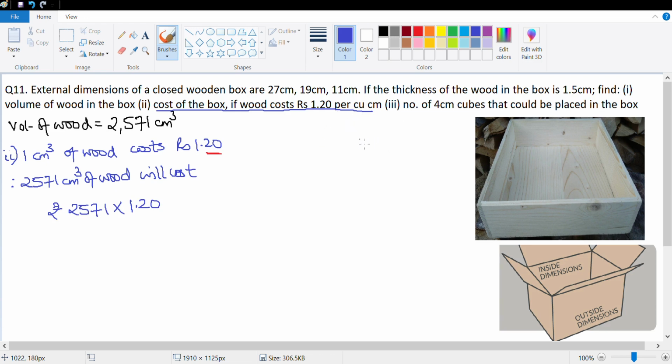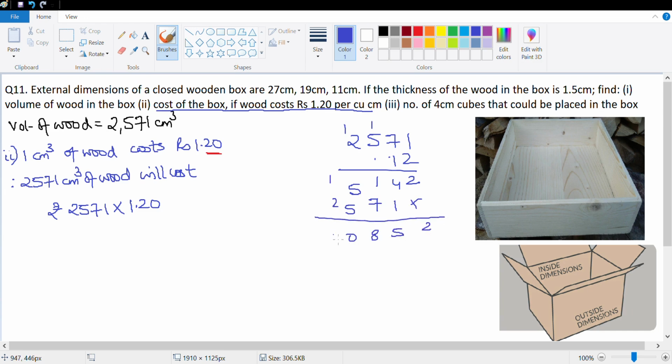Long multiplication. Chalo, let's do it. 2571 and 12. This is 2, 7 to the 14. 10 plus 1, 11, 4 and 1, 5. 1, 7, 5, 2, 2, 5, 8, 0, 3. 30852. Where was the decimal? 1 decimal, which means 3085.2.